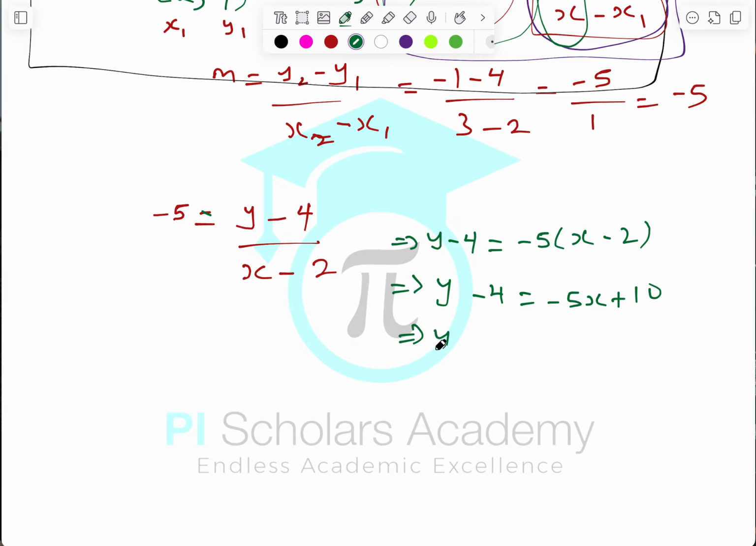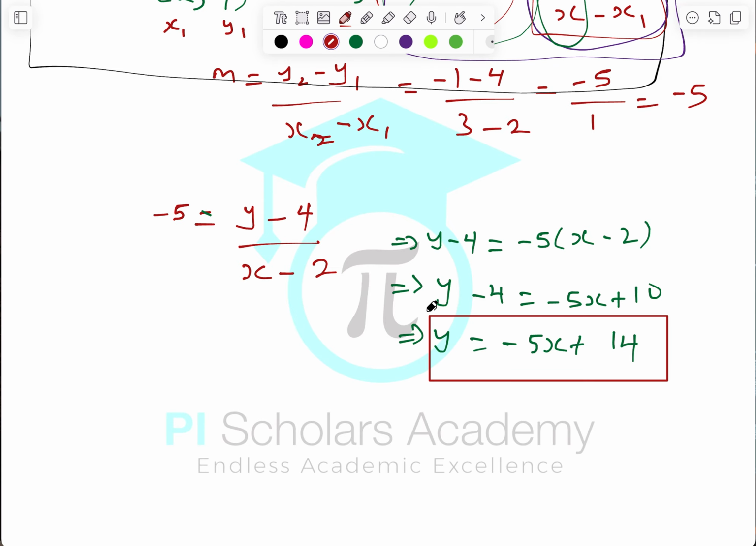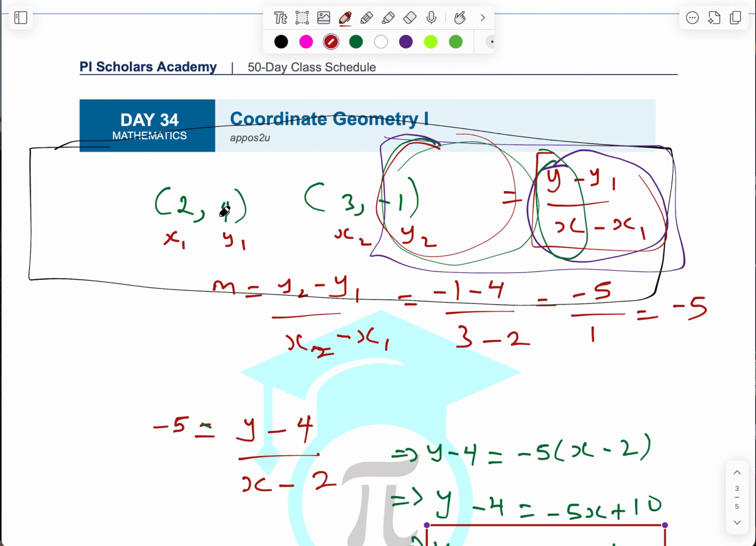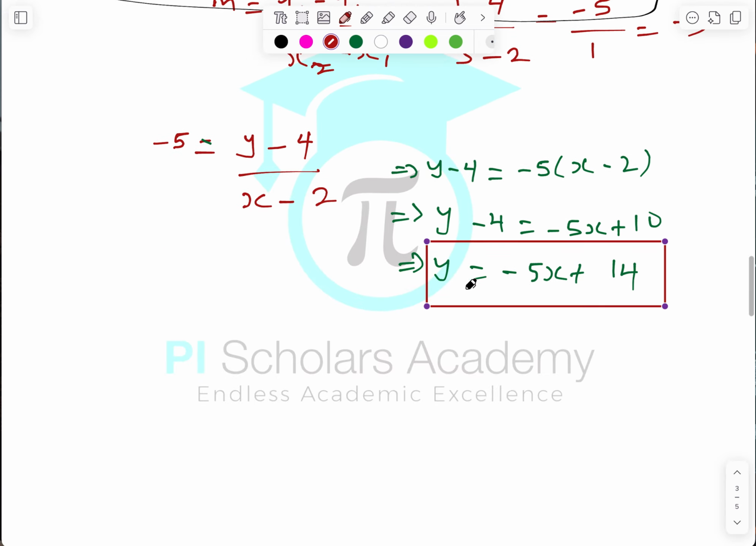And so you have y equals -5x plus, this will be -4, it becomes +4. So plus 10 plus 4, that is going to be 14. And this is going to be the equation of that line. So the equation of the line that contains these 2 points, (2, 4) and (3, -1), is y equals -5x plus 14.